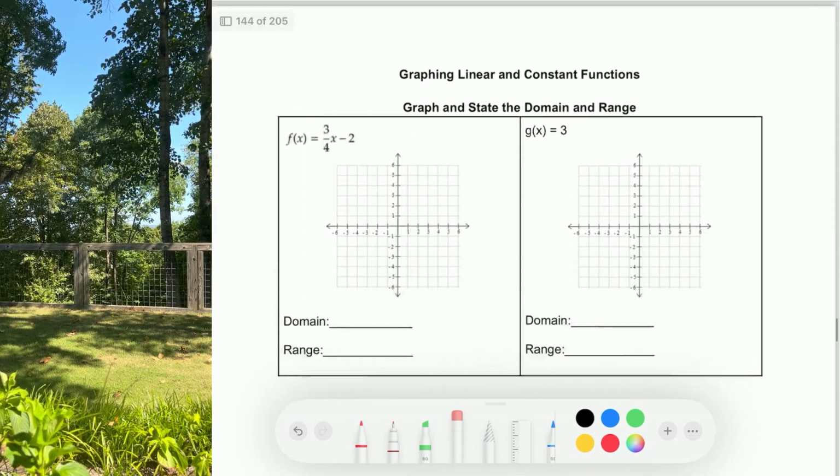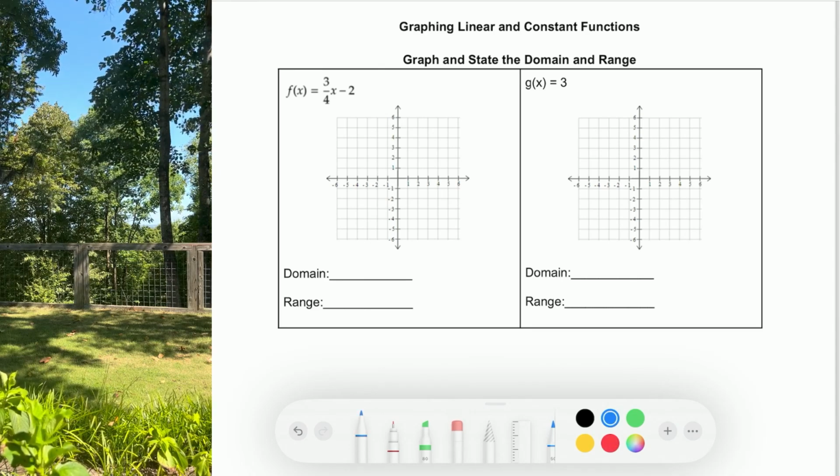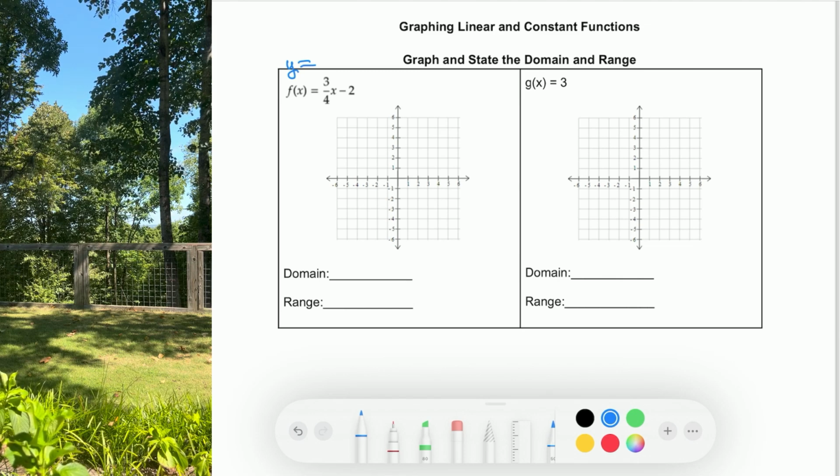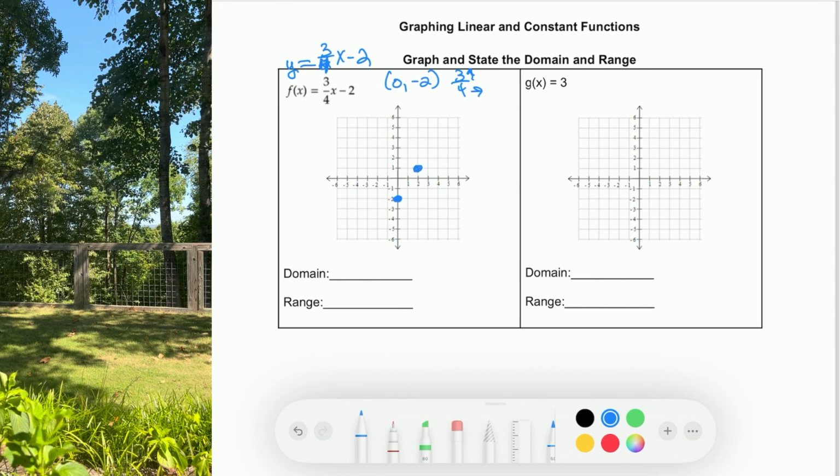Okay. Now, graphing linear and constant functions. Remember, this is the same as saying y equals 3/4 x minus 2. That doesn't change how we graph it. We're still going to graph it like a line. So I have my starting point of (0, -2), and I have my slope of 3/4. I'm going to go to (0, -2), put my first coordinate, and then use my slope to find my second one. So I'm going to go up 3 over 4, and I have my second coordinate. Now I'm going to connect so we have a line.